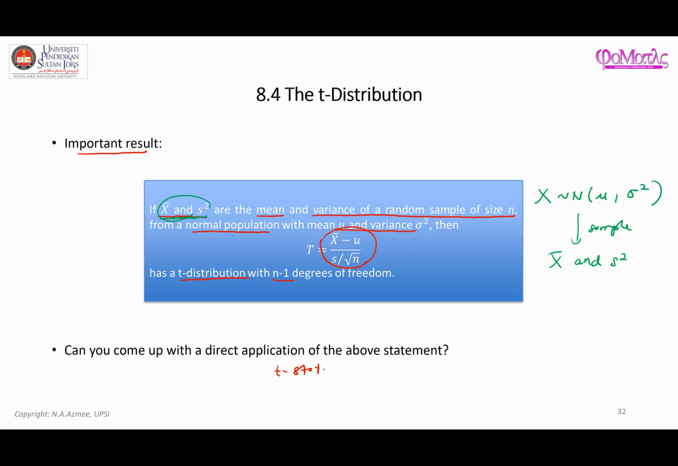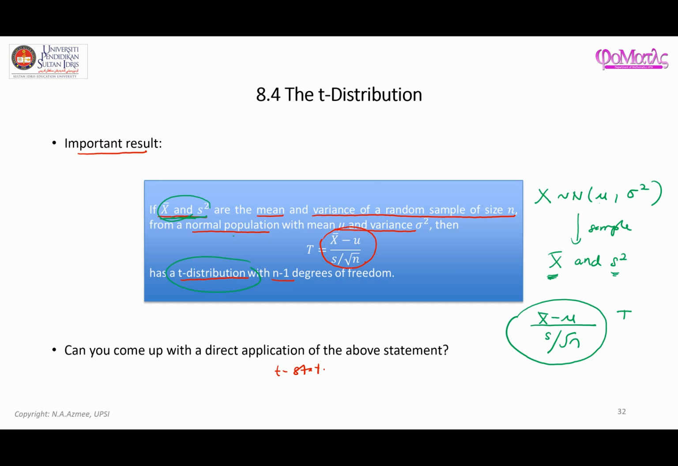Based on that, if you apply this statistic into a formula as such, x bar minus mu over s over square root of n, the result, for simplicity, you can give another name. For example, you name it T. T here is going to have a t-distribution with n minus 1 degrees of freedom. That's what the result tells you.